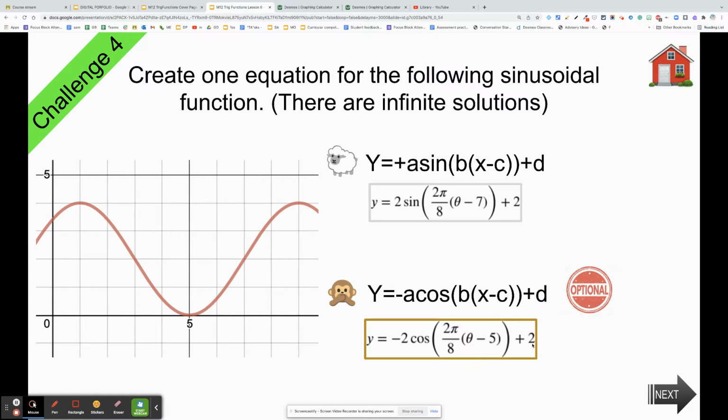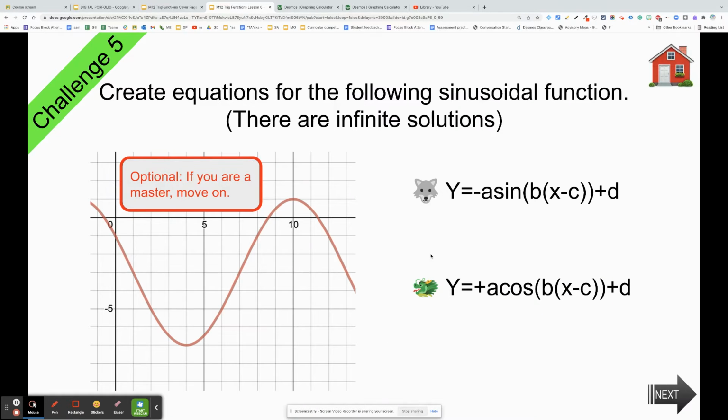Same thing with the cosine. As always, the vertical displacement is the same, the amplitude is the same, the period is the same. The only thing that's different is the phase shift. And so when I look for this, I'm looking for a cosine at its lowest point. There's the lowest point. It's clearly been shifted over 5 units to the right, and that's why it's theta minus 5.